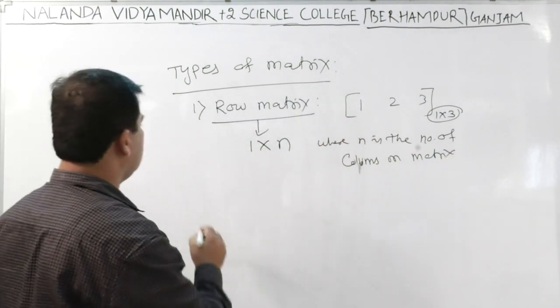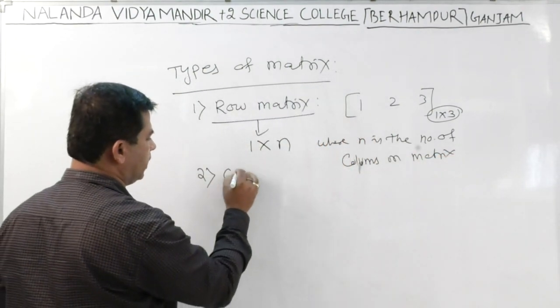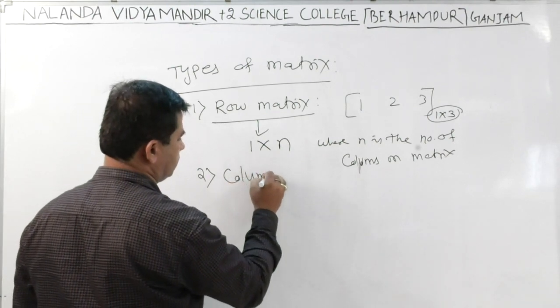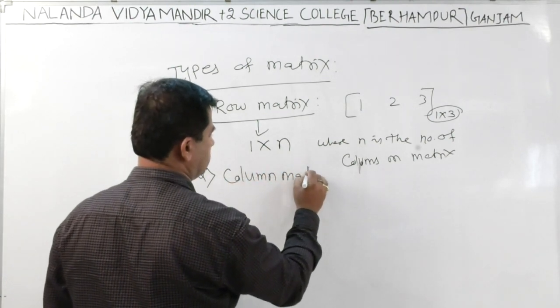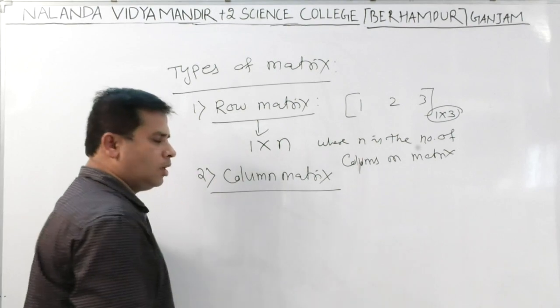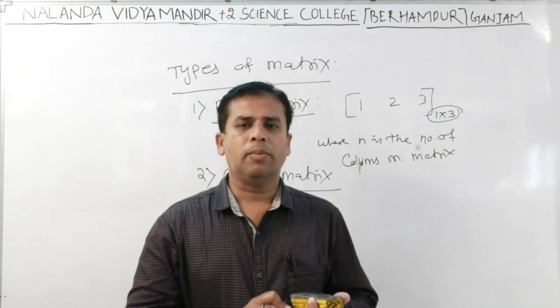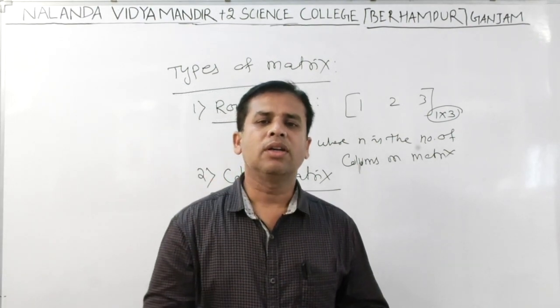Similarly, column matrix. A matrix is said to be a column matrix if it has only one column.